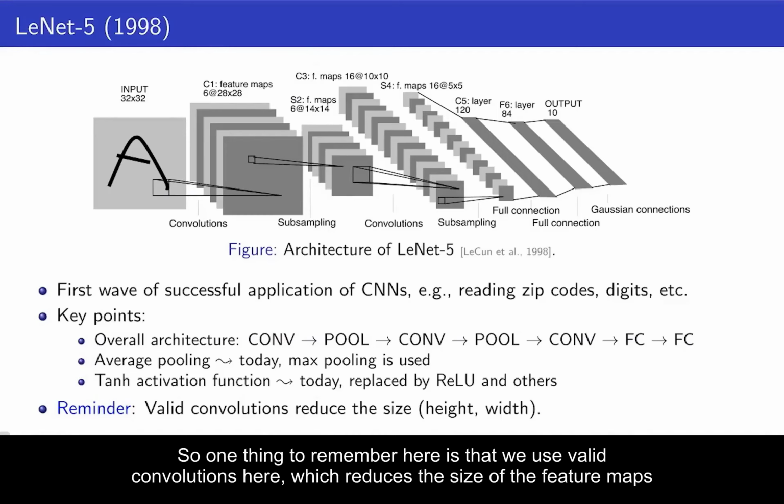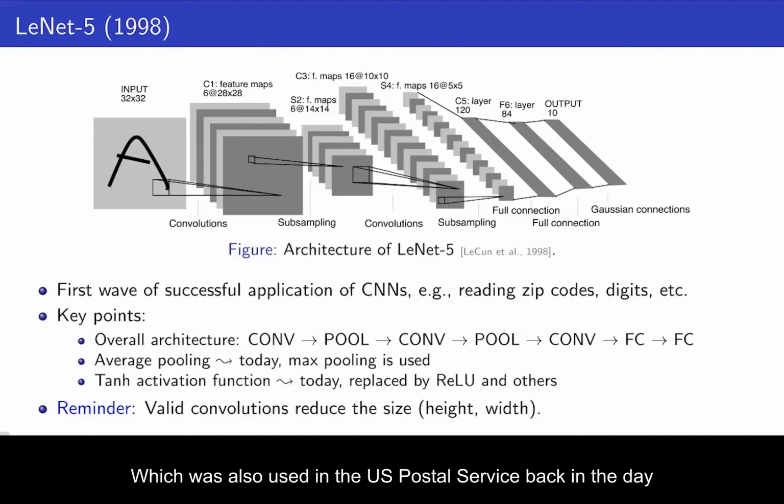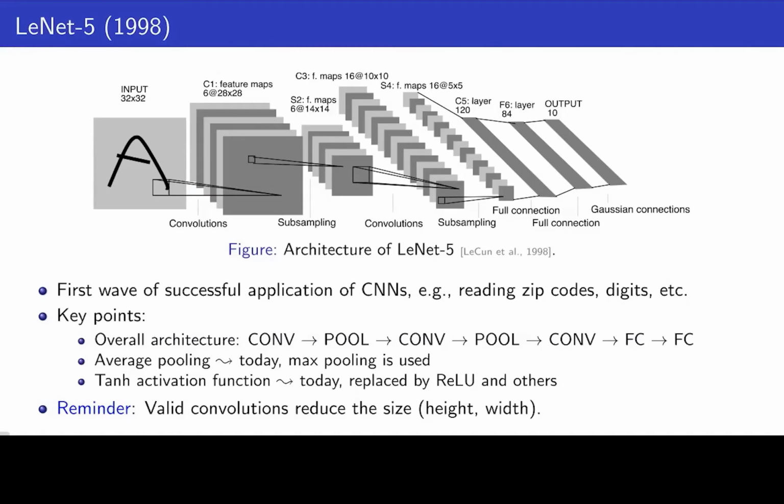One thing to remember here is that we use valid convolutions, which reduces the size of the feature maps. This LeNet-5 architecture worked really well for the digit recognition task, which was also used in the US Postal Service back in the day.